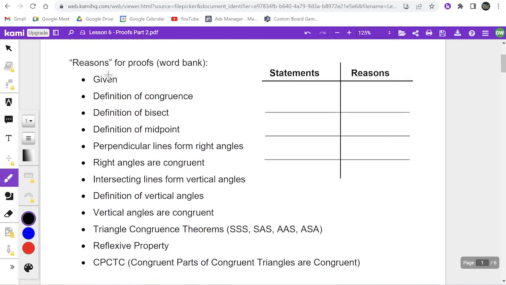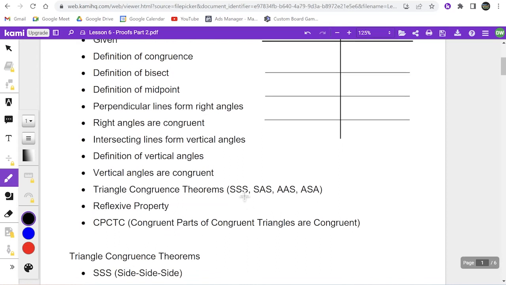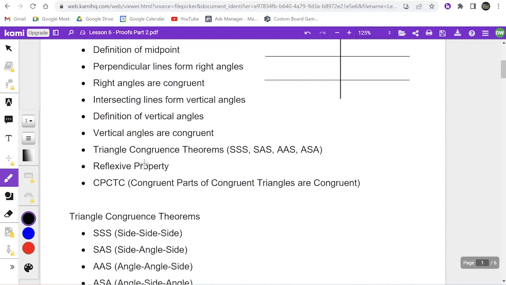Like for instance, given, which is always first. Definition of congruence, definition of bisect, definition of midpoint, all those are straightforward. Perpendicular lines form right angles. Right angles are congruent. Intersecting lines form vertical angles. Definition of vertical angles. Vertical angles are congruent. All three of those basically saying the same thing. And then finally, the triangle congruence theorems, which I go over again down here.